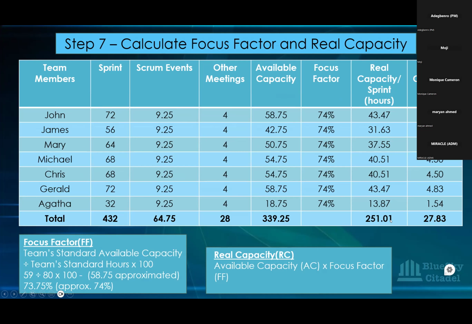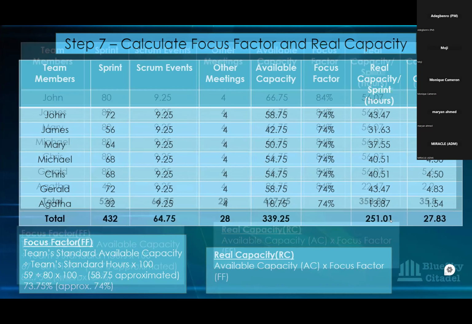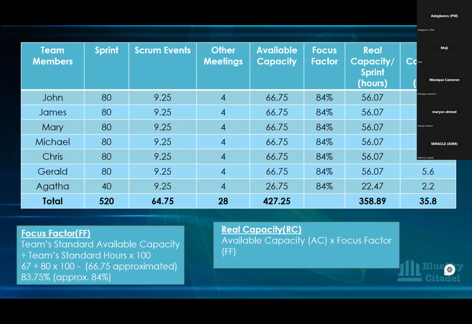Now let's look at the team that didn't take any day off, there was no bank holiday and no team members took time off. So we're looking at a situation where we have full capacity for that sprint. You're still going to factor in the Scrum events. You're still going to factor in the other meetings. And that's why we have 80 for everyone here, and 40 for Agatha, who is borrowed.